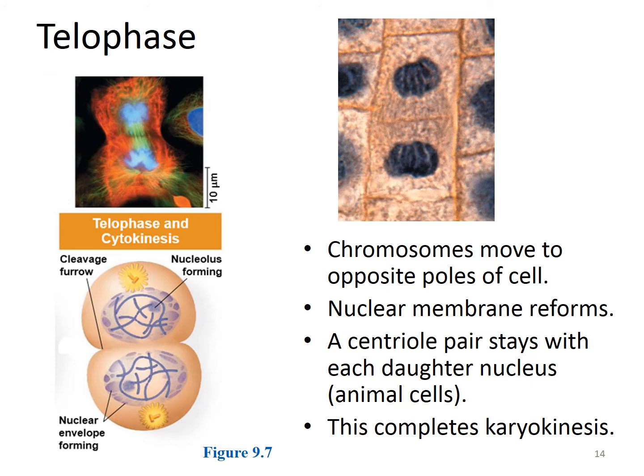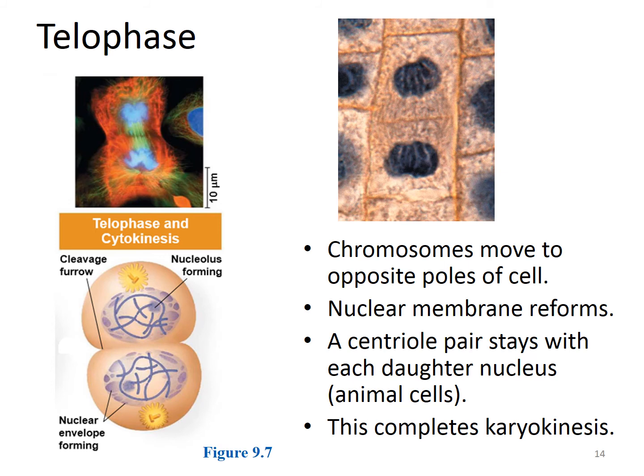And one of the major differences between plant and animal cells is how we divide that cytoplasm, how cytokinesis is accomplished. If you look at the graphic in the upper right hand side of the slide and you look closely, you can see these dark striations or bands between the two daughter nuclei.